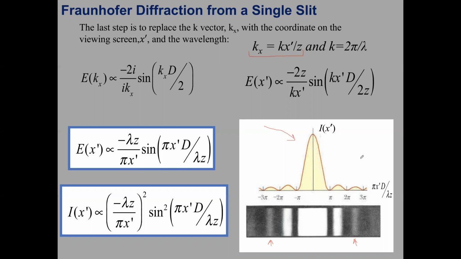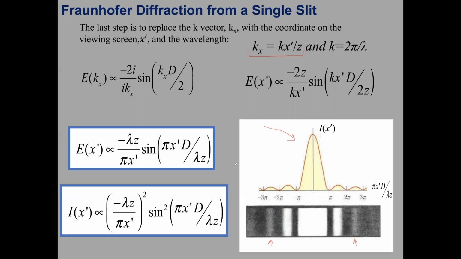I have here the graph plotted in terms of pi x d over lambda z. But really, you could plot this versus x prime. We're really looking at the coordinate on the screen. Here, it's just the x-axis would be different. So this is the first of the diffraction problems, and all the others that you do follow this pattern.